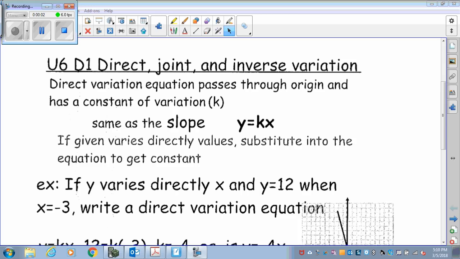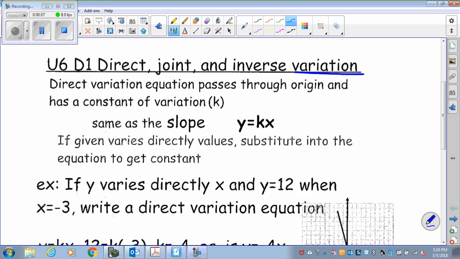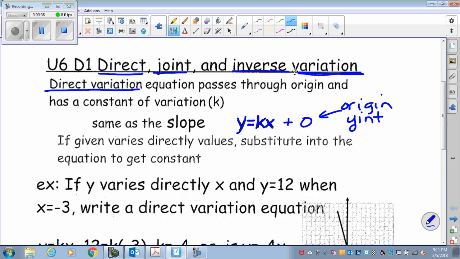In these first set of notes for Unit 6, we have three types of variations. We have a direct, joint, and inverse variation. The direct variation you've talked about in Algebra 1. The main thing is that it kind of looks like y equals mx plus b, except the b is 0, because it goes through the origin. The y-intercept is at the origin.